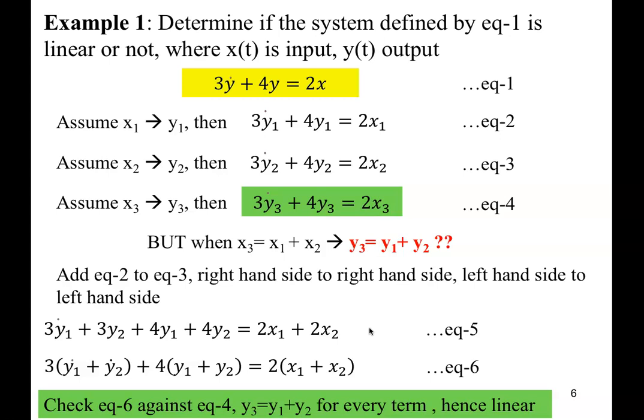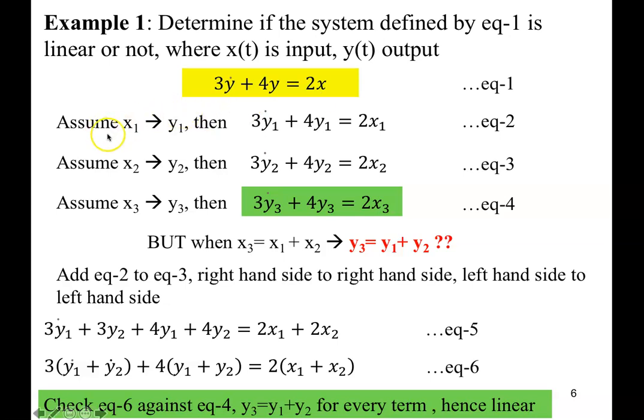In this case, I have a first-order system, where the input-output relationship is defined by equation number 1 in the yellow block. So x is my input, y is my output: 3y dot plus 4y equals 2x. I need to determine whether that system is a linear or nonlinear system. So I'm going to apply the first approach.